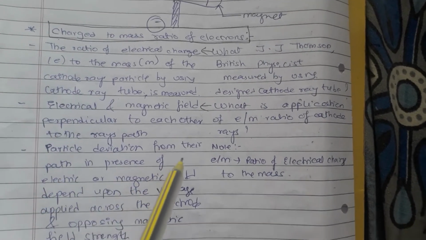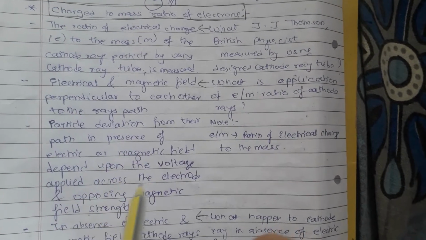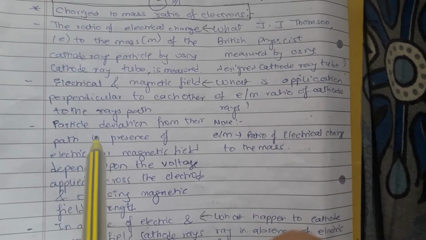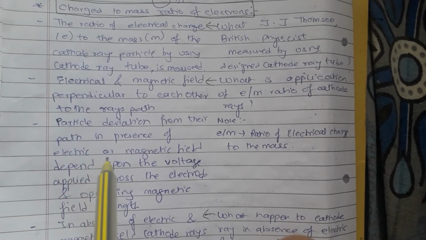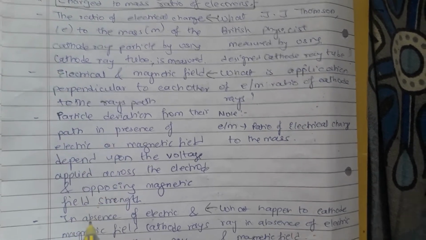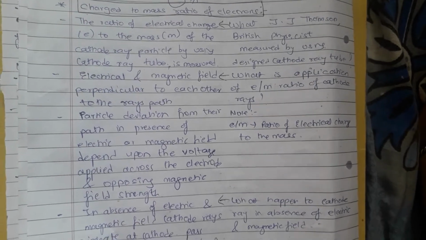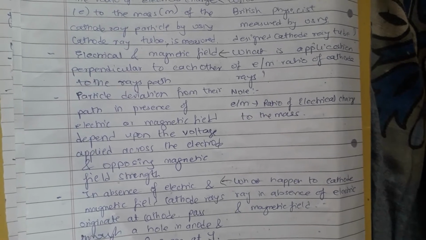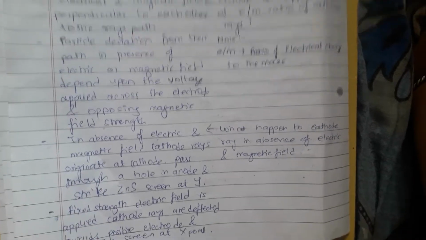The deviation of particles from their path in the presence of electric or magnetic field depends upon the voltage applied across the electrodes and the strength of the opposing magnetic field. Deviation occurs in the presence of electric and magnetic fields.